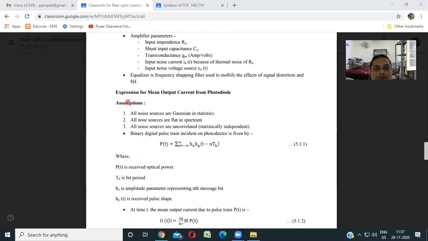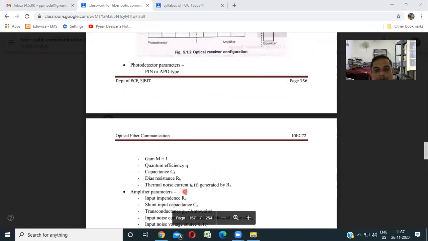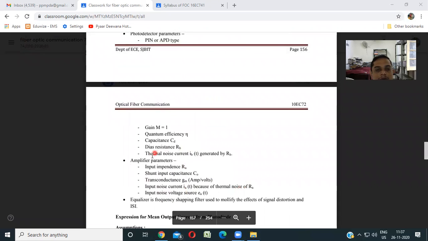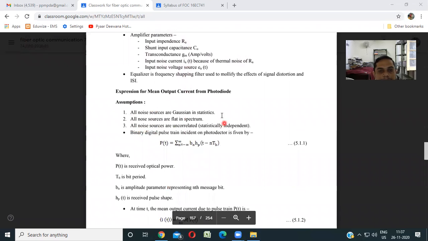We have the noise here. Here you can see the input noise current IA. Then here we have one of the noise called IB. So the thermal noise of IB and IA are both independent. They are not related with each other. So that is the meaning. So these three assumptions are made. All noise sources are Gaussian in statistics. Noise sources are flat in spectrum. Flat means there is no fluctuation. And all noise sources are uncorrelated, meaning they are independent.